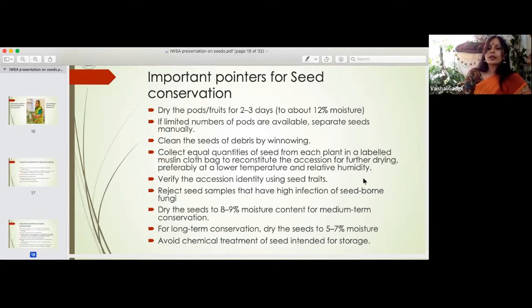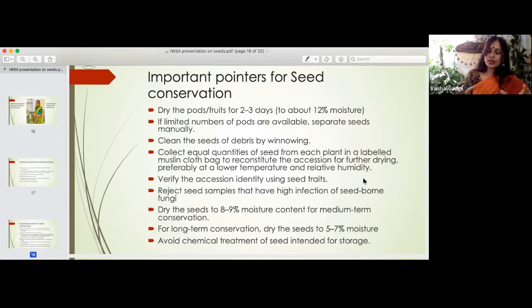Collect equal quantities of the seed from each plant, because this is a technique that we are using in seed propagation, and put it in a muslin cloth so that it can breathe easily. And for further drying, you can use it. Verify the accession identity using seed traits.